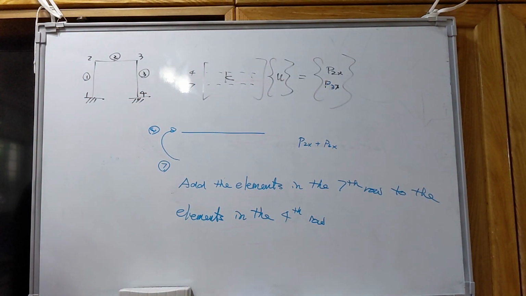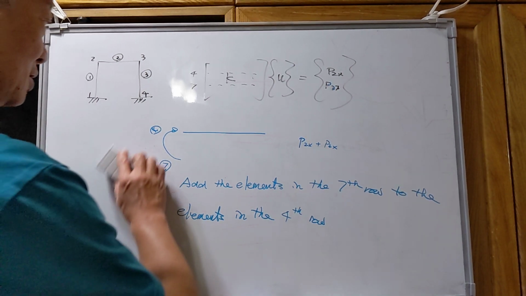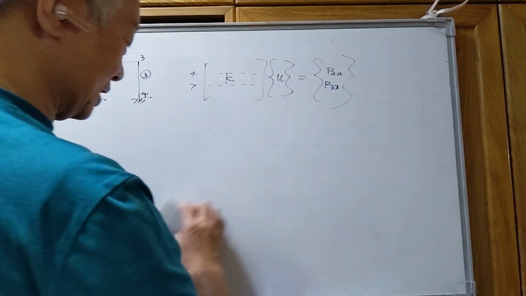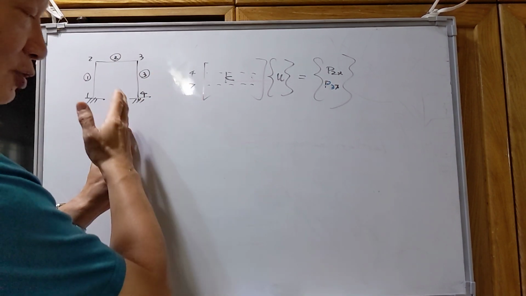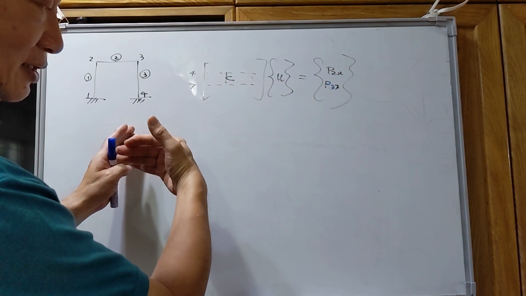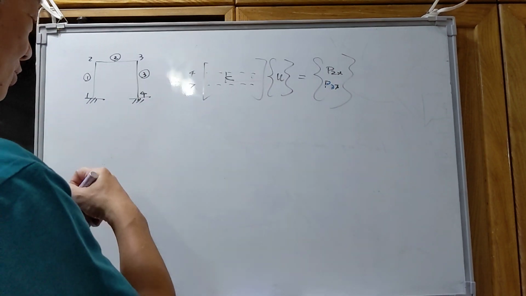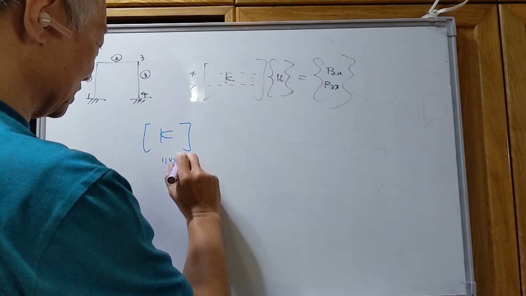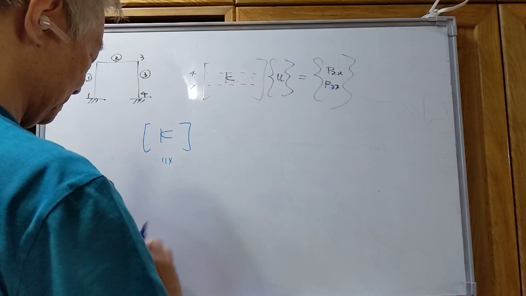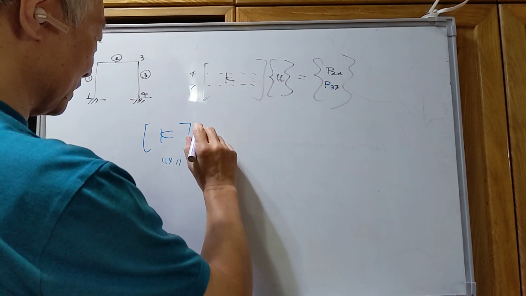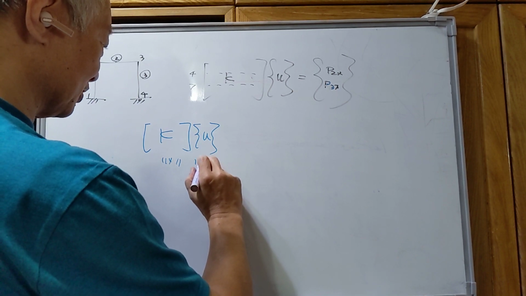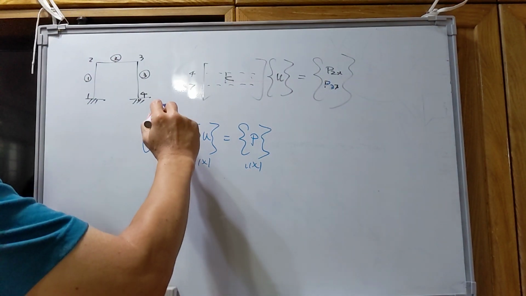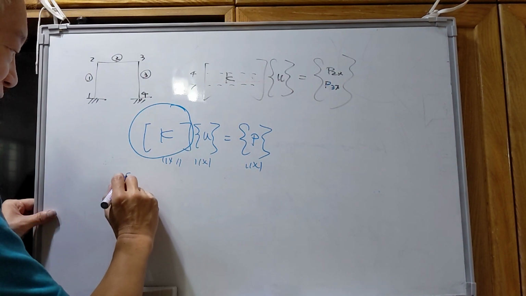How can we modify the global stiffness matrix? After you finish the operations, add the seventh column to the fourth column. Also, you need to add the seventh row to the fourth row. So you will get the modified K, which is only 11 by 11, and the U is 11 by 1, and the P is 11 by 1, and this matrix is a condensed matrix.